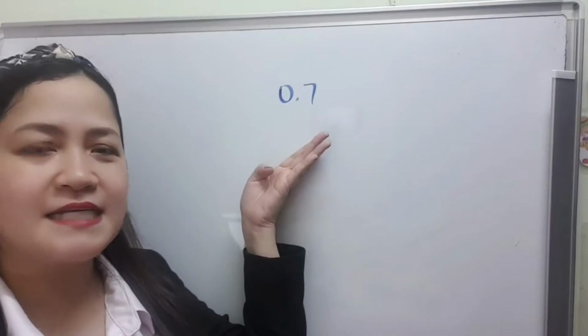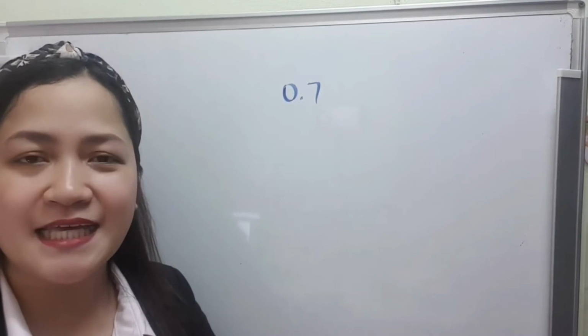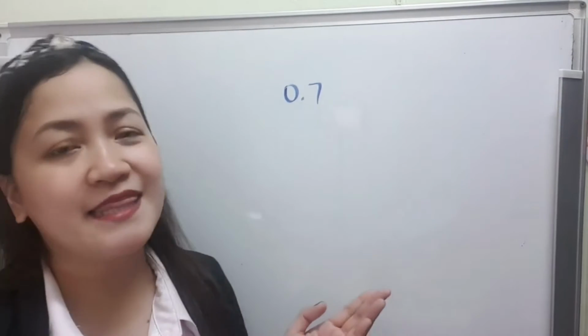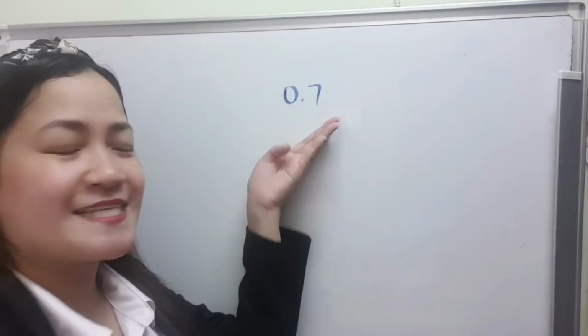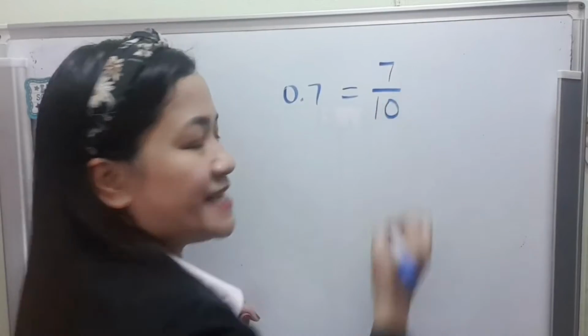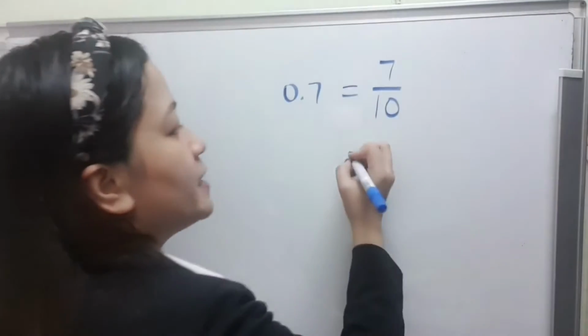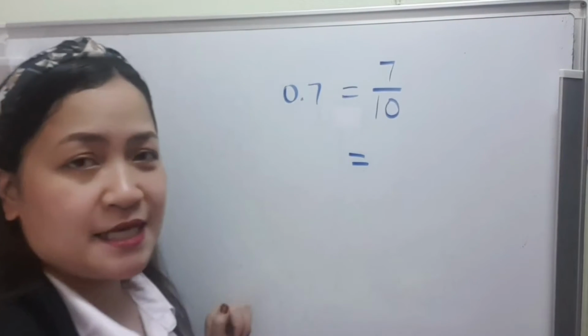Now we have here a decimal 0.7 or 7/10. We are going to write it as a fraction and then as a percent. Since this is 7/10, as a fraction, it is 7 over 10. And it is already in simplest form. Now let us write it as a percent.